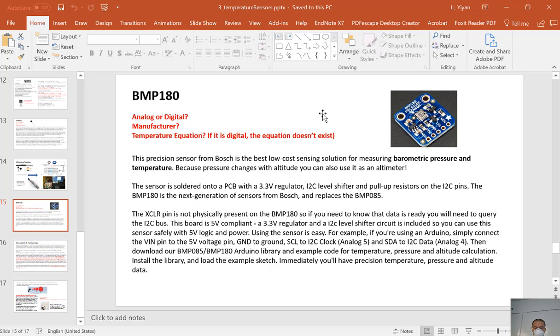BMP180, another very popular temperature sensor, digital, I2C.